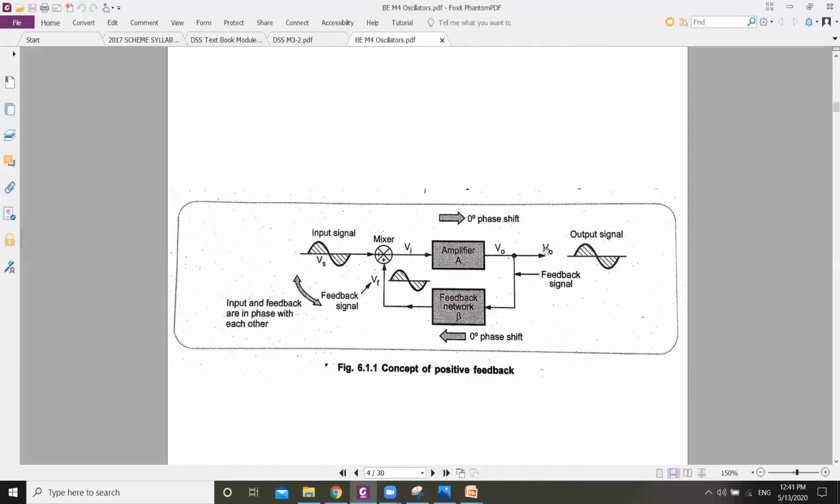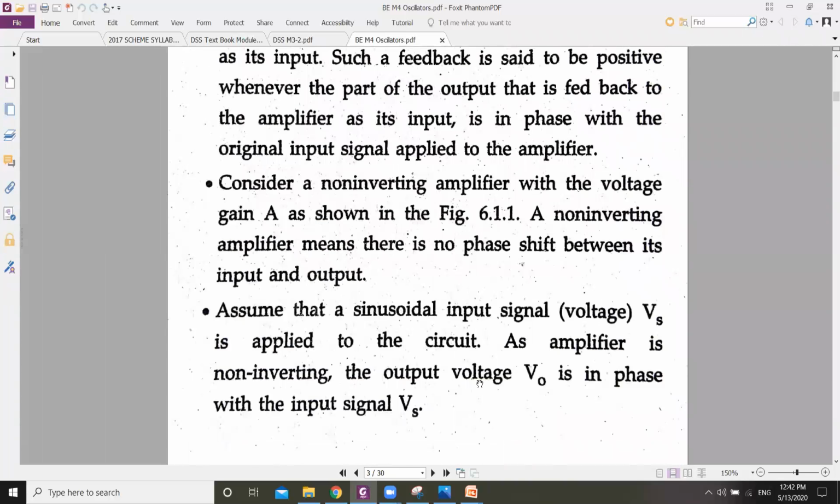Such an output is taken, a part of the output, not the full output. The part of the output is taken and given to the feedback network, and the feedback network will give the feedback signal back to the input side. And on the input side, just see here, the feedback signal also has the same phase as the input. Now the input and the feedback signal both have the same phase. Same phase means such a feedback is called positive feedback. If this phase is reversed, then such a feedback can be called negative feedback.